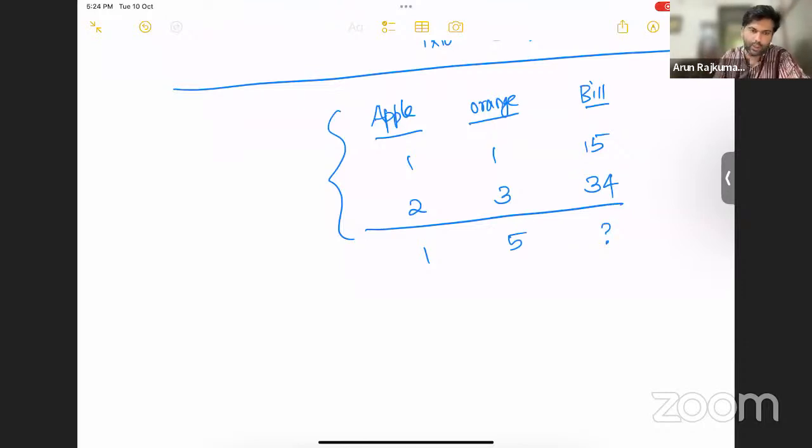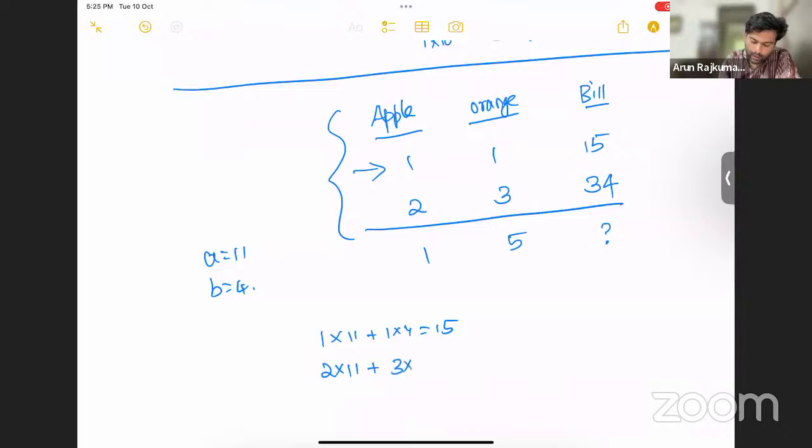Well, let me actually, apple is 11, okay. And orange is 4. Okay, so somebody is saying apple is 11 and orange is 4. Now let's try to do that. The first day, how much should I have paid? 1 into 11 plus 1 into 4, which is 15. And the second day, I should have paid 2 into 11 plus 3 into 4, which is 22 plus 12, 34. Okay, so in this case, it worked out.